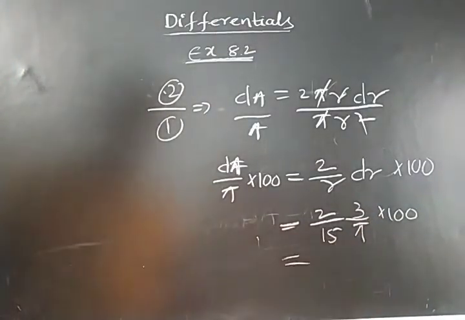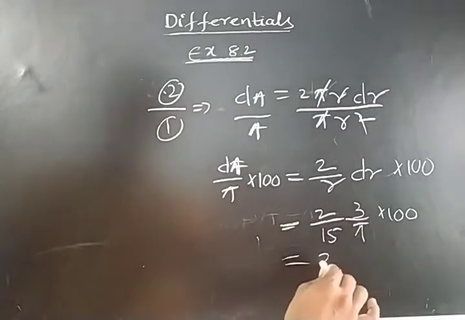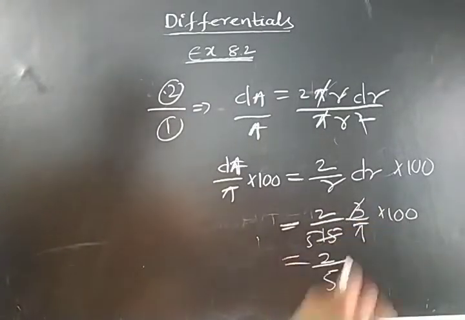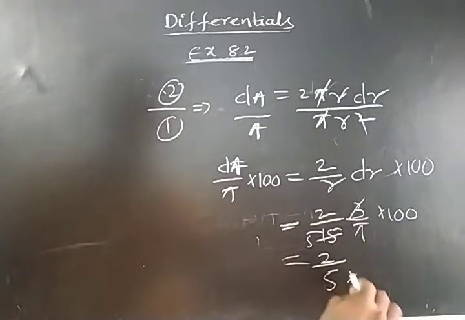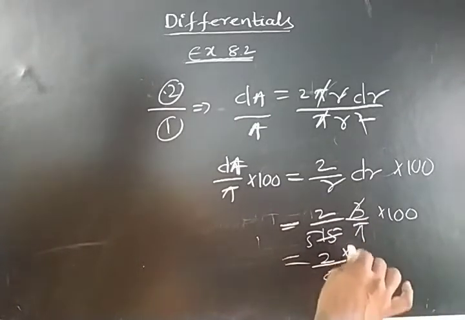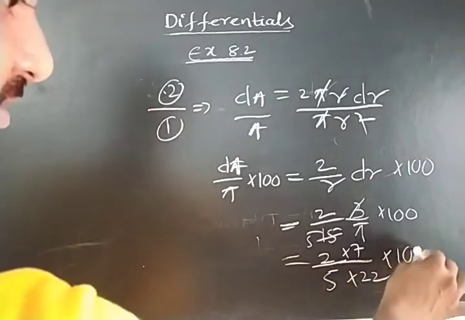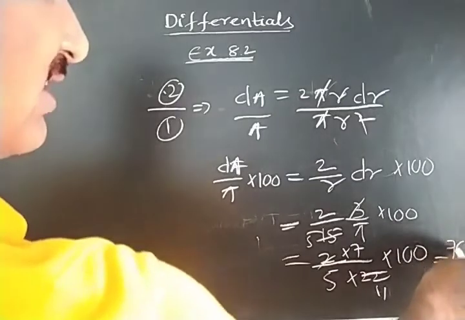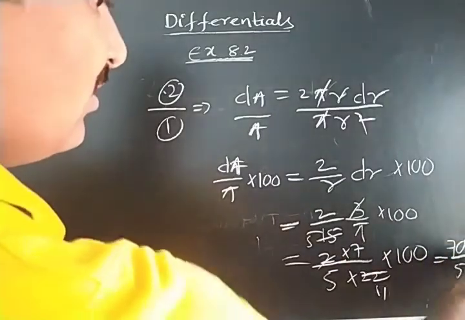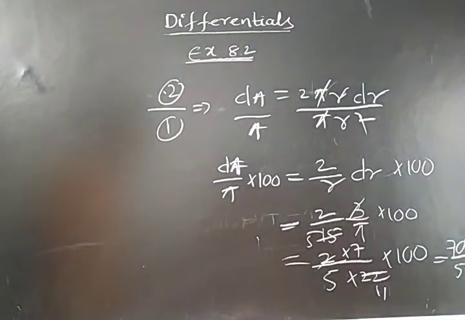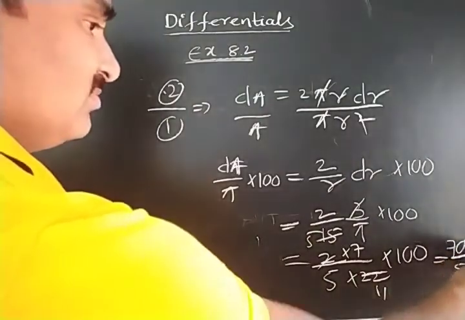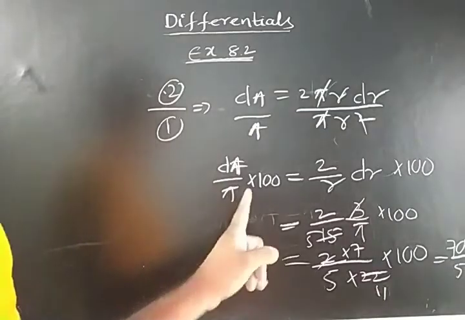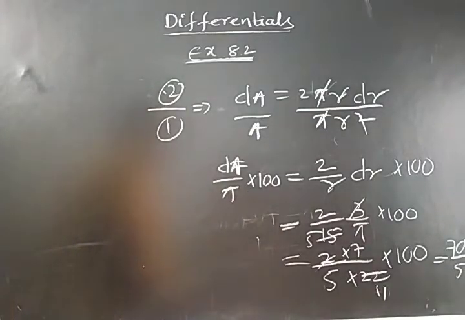Now by simplifying, what will we get? We will get 2 by 5, because 3 fives are 15. Pi value is 22 by 7. So in the denominator 22, in the numerator 7 into 100. Two elevens. Now by simplifying, you will get 700 by 55, which is the percentage increase in area of the cross section of the trunk.